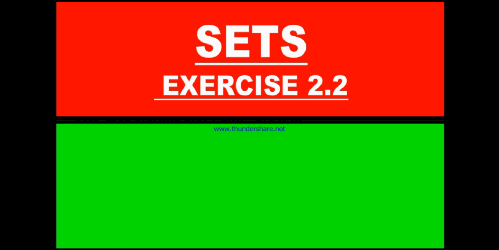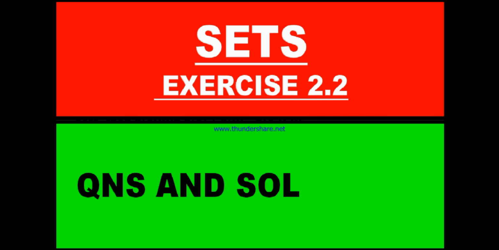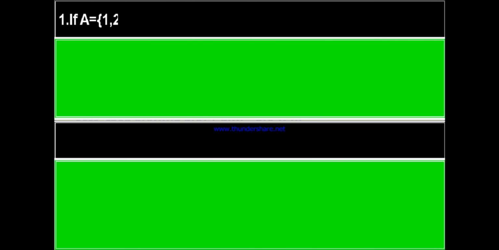The chapter sets and exercise 2.2. Let us solve some problems and let us know their solutions from this exercise 2.2. Here is question number 1.